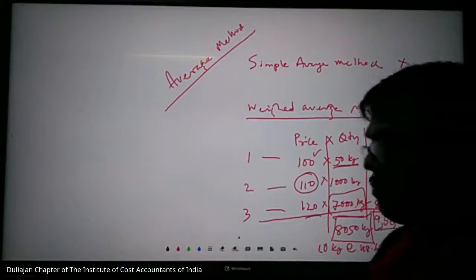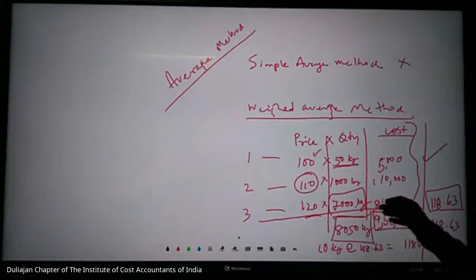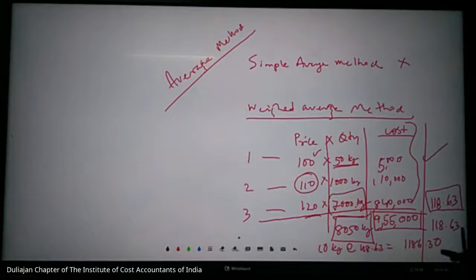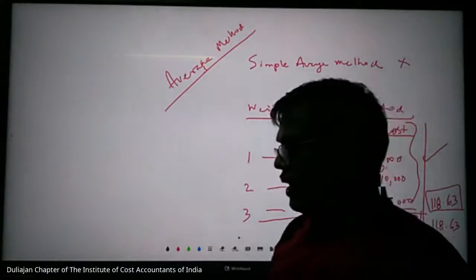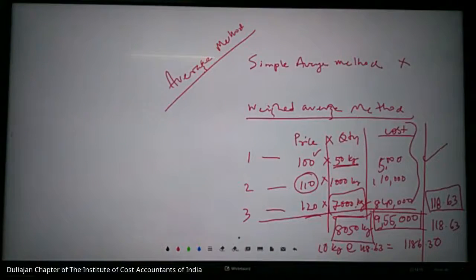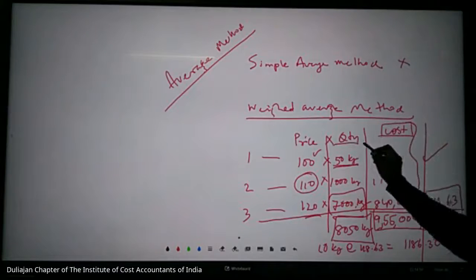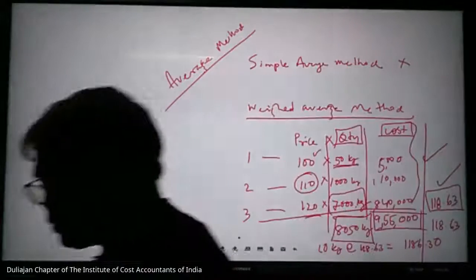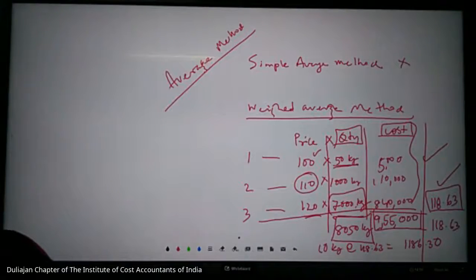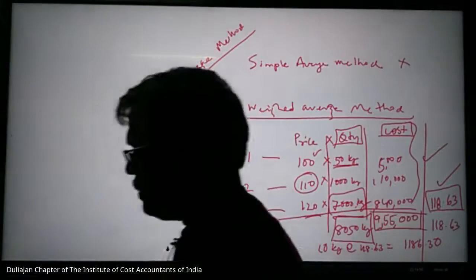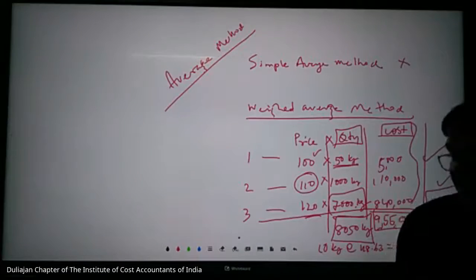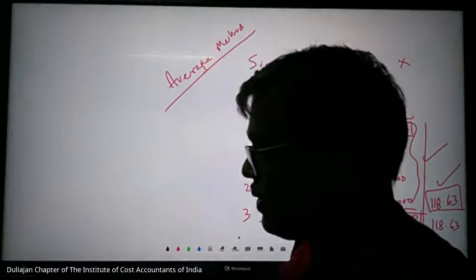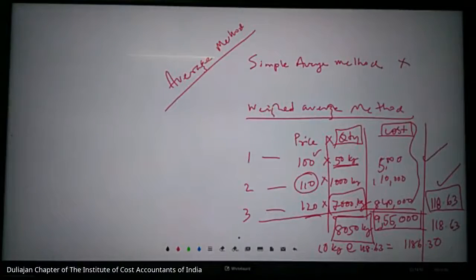This gives me a realistic picture. So here the issue price will be the total cost of materials in stock divided by the total quantity of materials in stock. Like I have taken the cost divided by quantity, I got this weighted average price. On this price, I am going to issue my materials. There is another method, known as moving average.